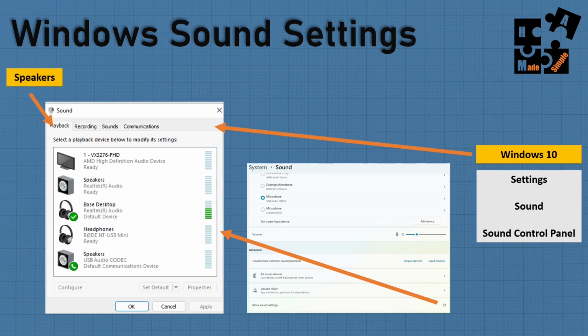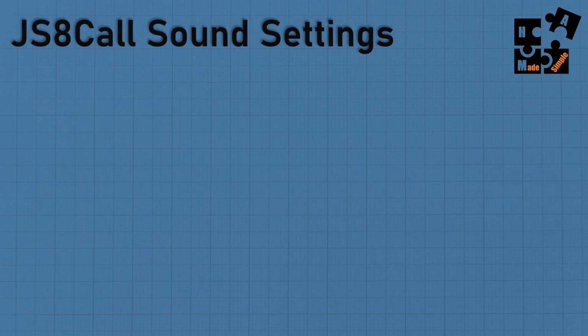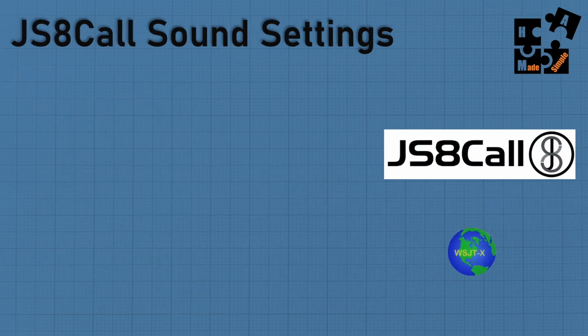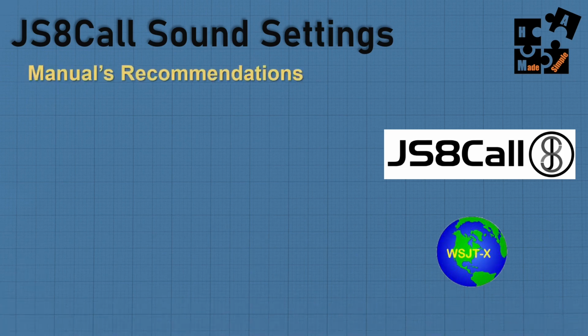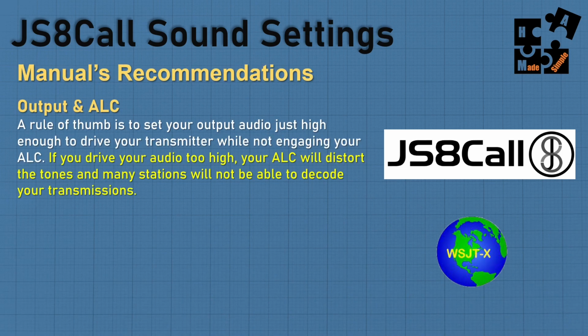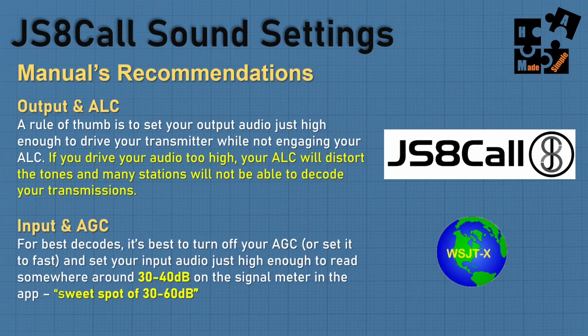So what you're seeing under playback on the sound is your speakers, the recording is your microphone. Pretty simple. JS8Call settings and WSJT-X are pretty much the same. They're basically saying take your ALC and keep it as low as possible so you don't distort the tones, and you may not be able to be decoded or heard. So again, ALC barely showing, indicating. Most of these apps are saying that.